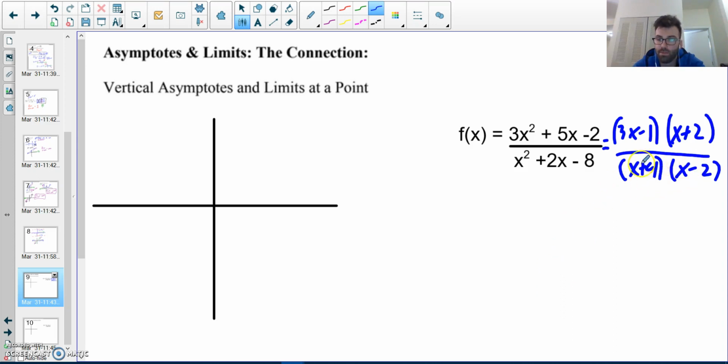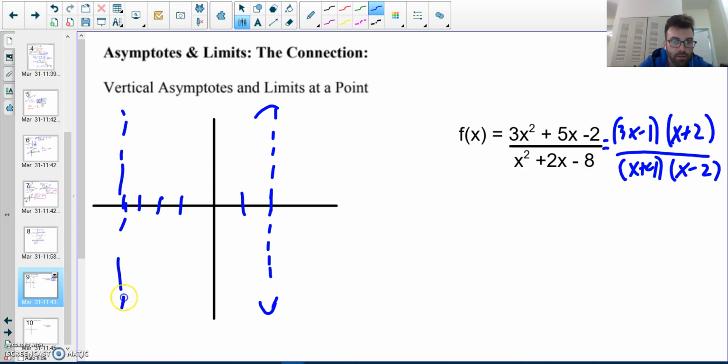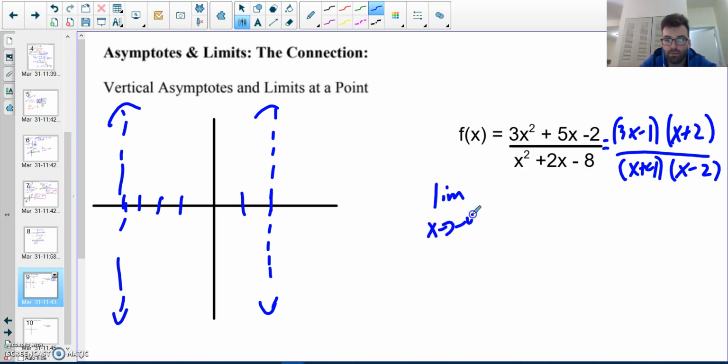Remember, our vertical asymptotes are when there's nothing that can be canceled, or if everything else is canceled, when it's completely simplified, I look at my denominator. What can x not equal? X cannot equal -4. X cannot equal 2. So I'm going to plot those here, talk about our connection. So my vertical asymptotes are at 2 and -4.